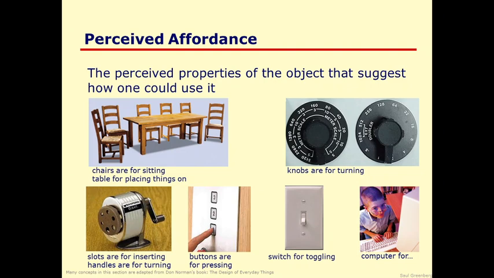So why are we seeing these images? This is called perceived affordance. Perceived affordance is a terminology meaning that when you see something, you understand what it is, what it means, and what it belongs to. So this is what we call perceived affordance.